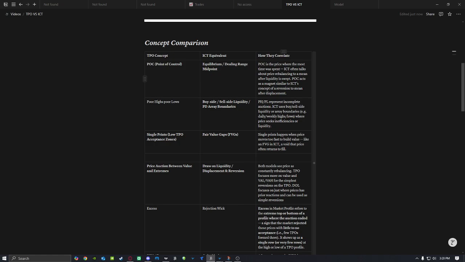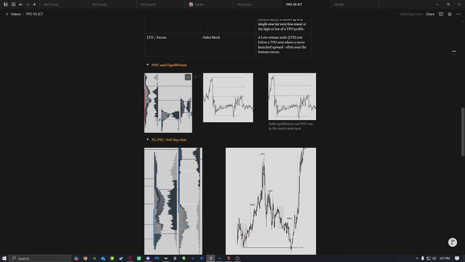Point of control is the price where the most time was spent, and in volume, that's the volume profile, the VPOC. ICT often talks about rebalancing and reverting to the mean after liquidity is swept. POC acts as a magnet, similar to ICT's concept of reversion to the mean after displacement. So exactly how I explained it. And I'll be going over this too. So just look at this real quick.